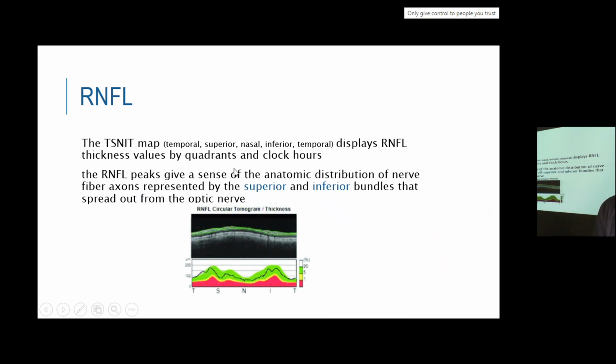So the retinal nerve fiber layer, one of the maps we can see is the TSNIT map, which is short for temporal, superior, nasal, inferior, and temporal. Displays the nerve fiber layer thickness values by quadrants and clock hours. Nerve fiber layer thickness peaks gives a sense of the anatomical distribution of the nerve fibers, actually represented by the superior and inferior bundles that are spread out from the optic nerve. As you can see here, the superior and inferior quadrants are the thickest and represent the peaks. And this is just a cross section of the nerve fiber layer around the disc.